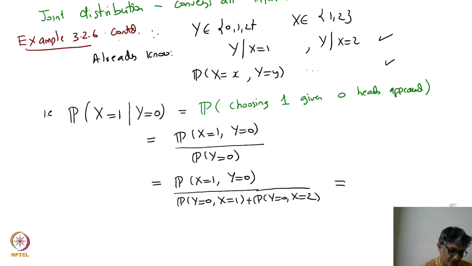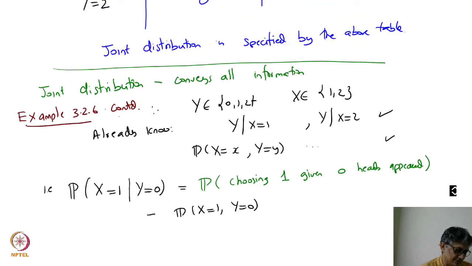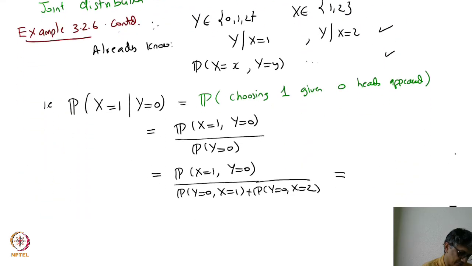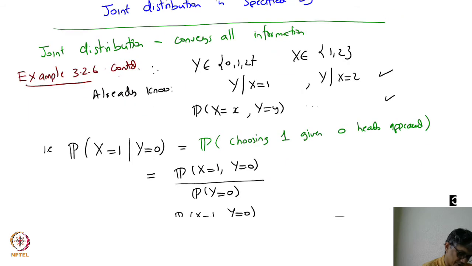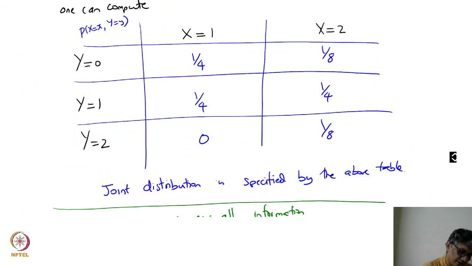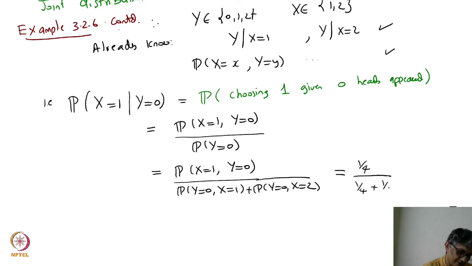And then you can go back to the above table and see that y equal to 0, x equal to 1 was 1/4. So I put a 1/4 at the top. And at the bottom, I have y equal to 0, x equal to 1 is 1/4, plus y equal to 0, x equal to 2 is 1/8. So I can put a 1/8 here. So this becomes, if I do it carefully, 2/3. Very nice. So that means the chance of x equal to 1 given y equal to 0 is 2/3.